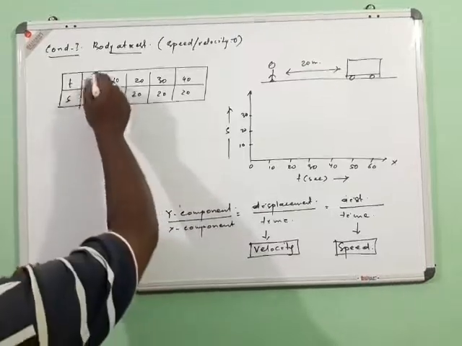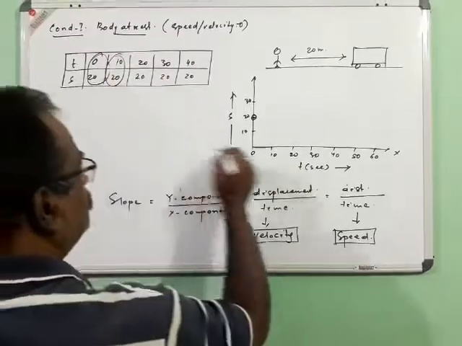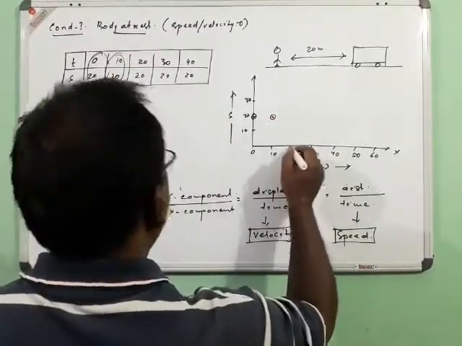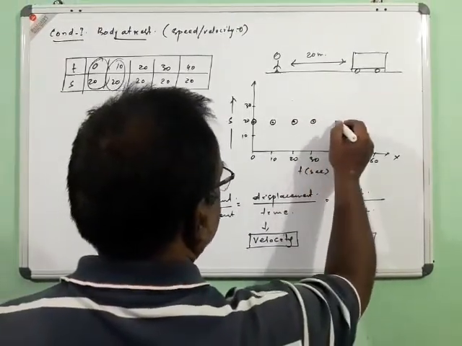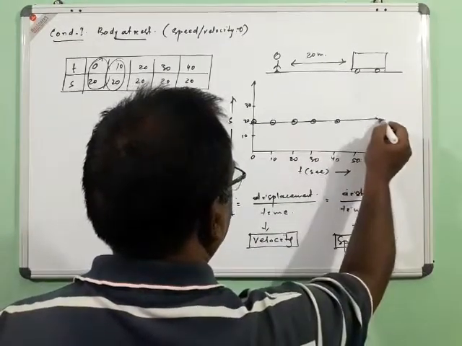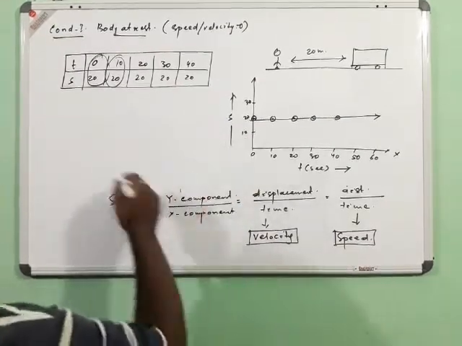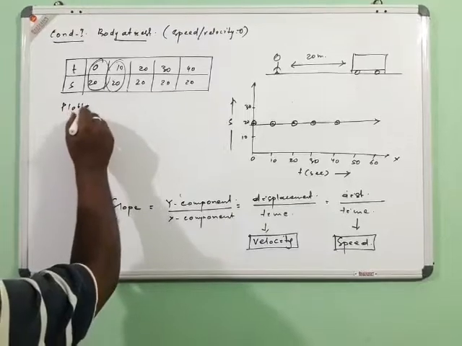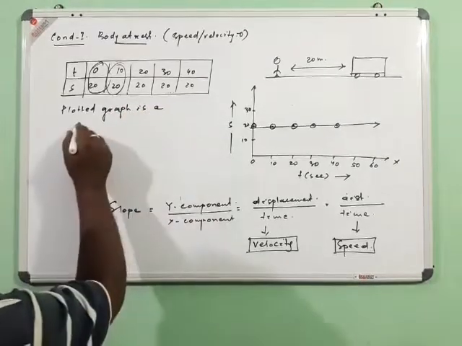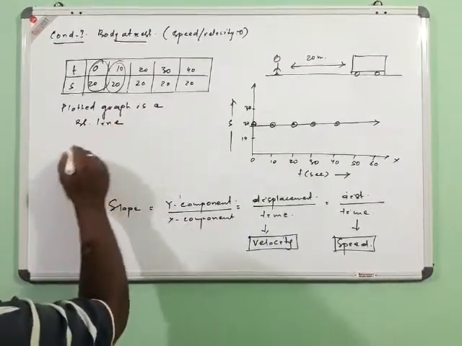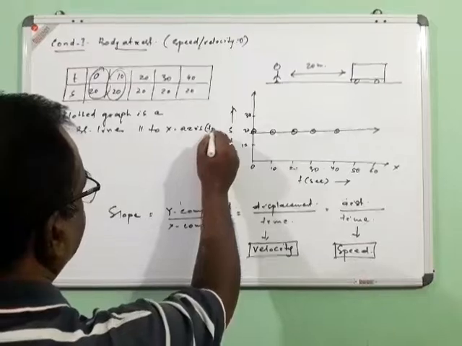Now for the first point, at 0 it is 20, second at 10 it is 20, so it is at the same point, the same 20. Now when we get all these points and join them, we will get a straight line which will be parallel to the x-axis. So from this plotted graph we can say that the graph is a straight line, and the graph is parallel to the x-axis, representing time.